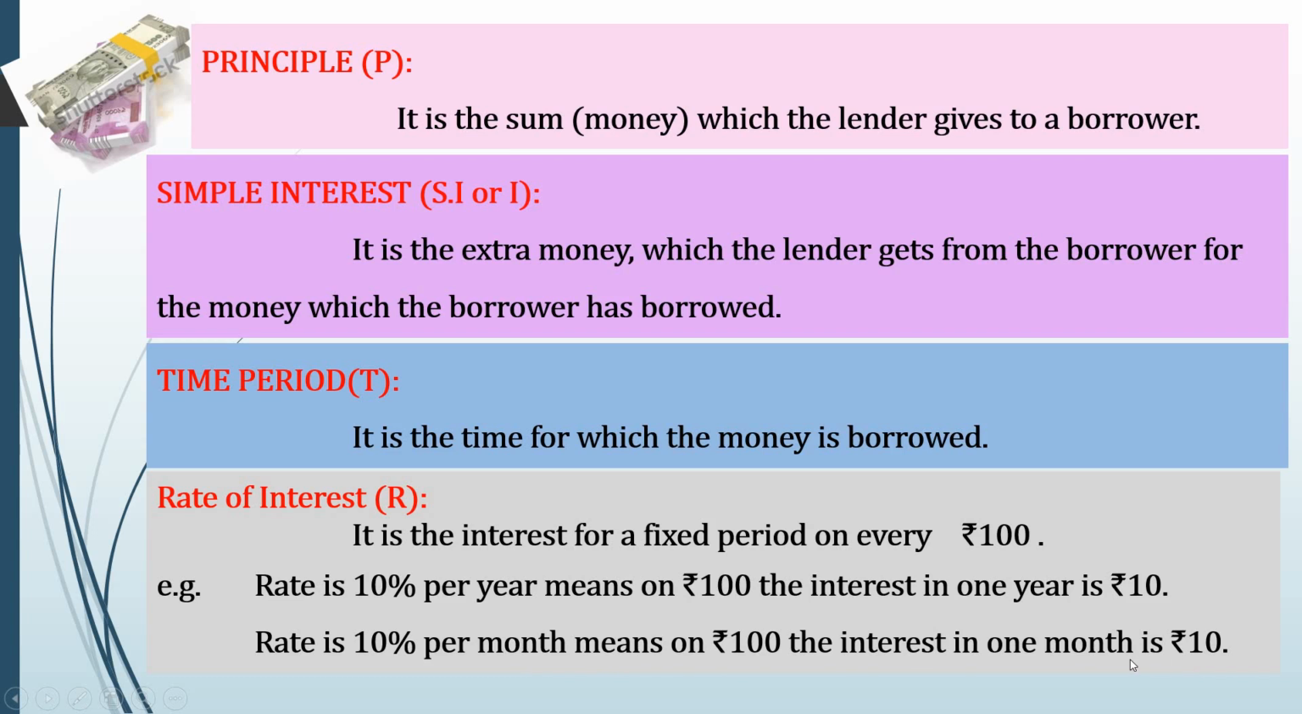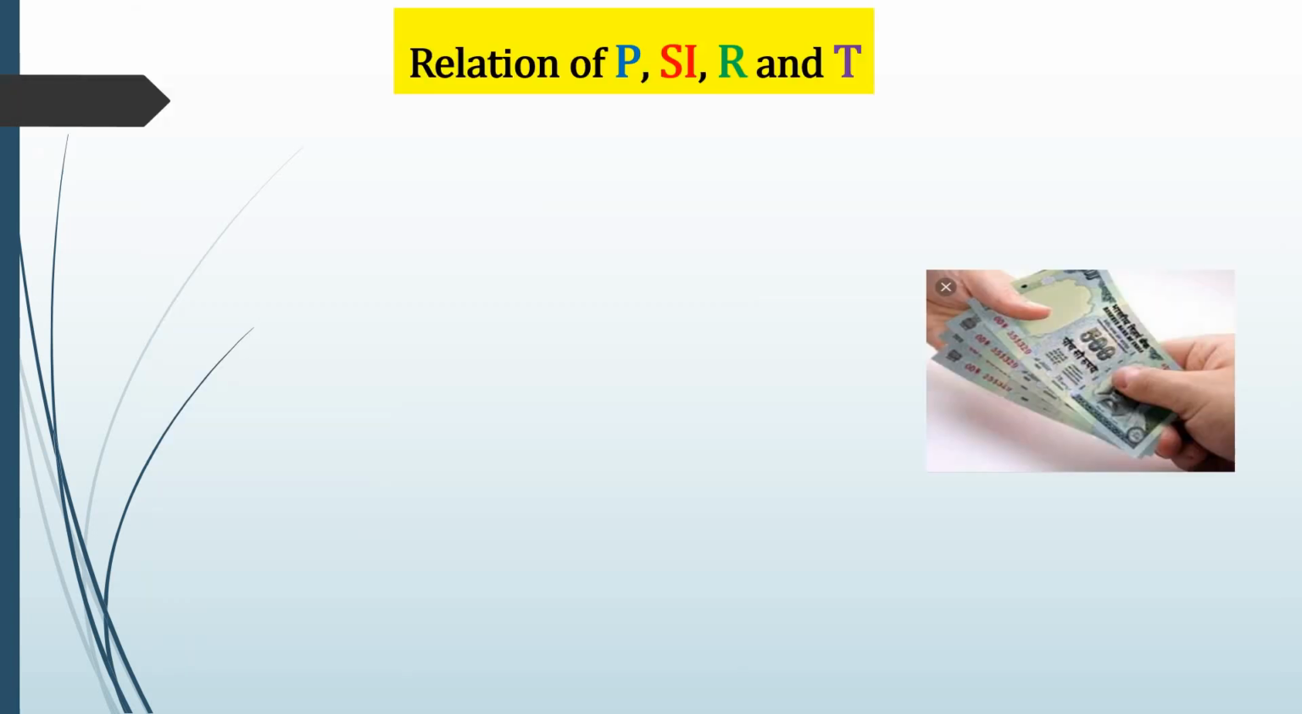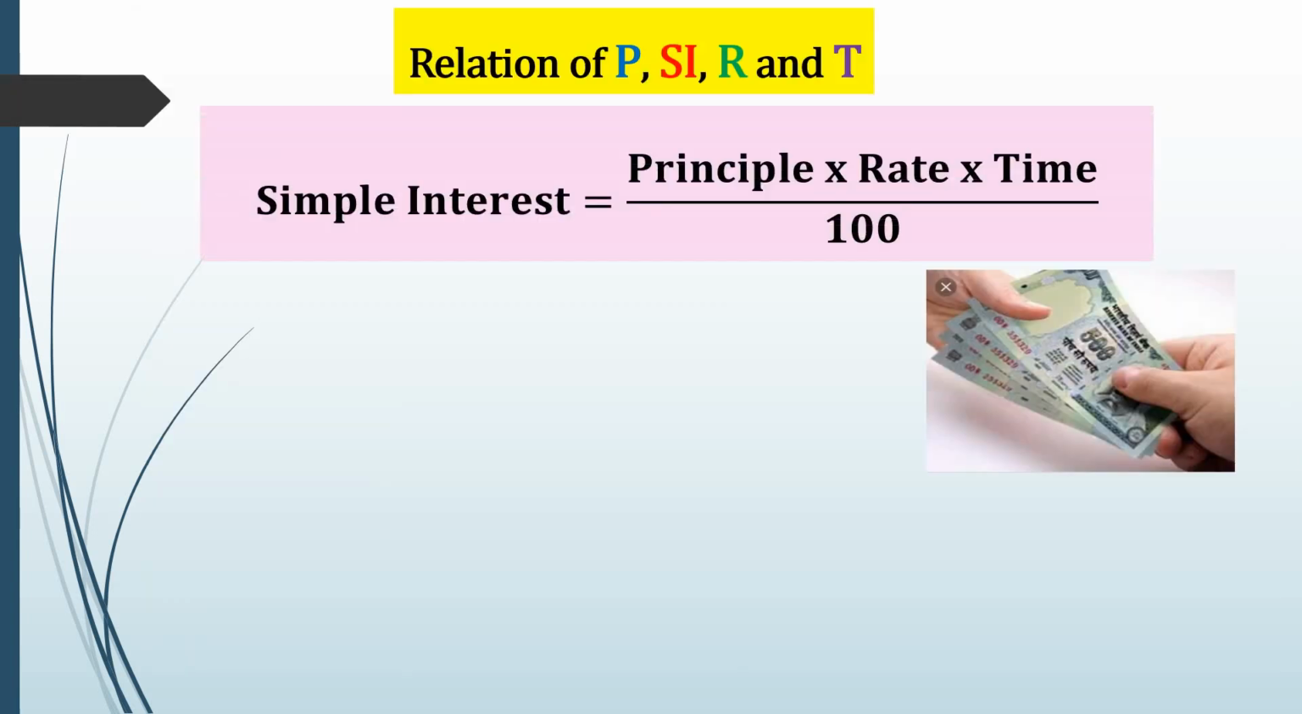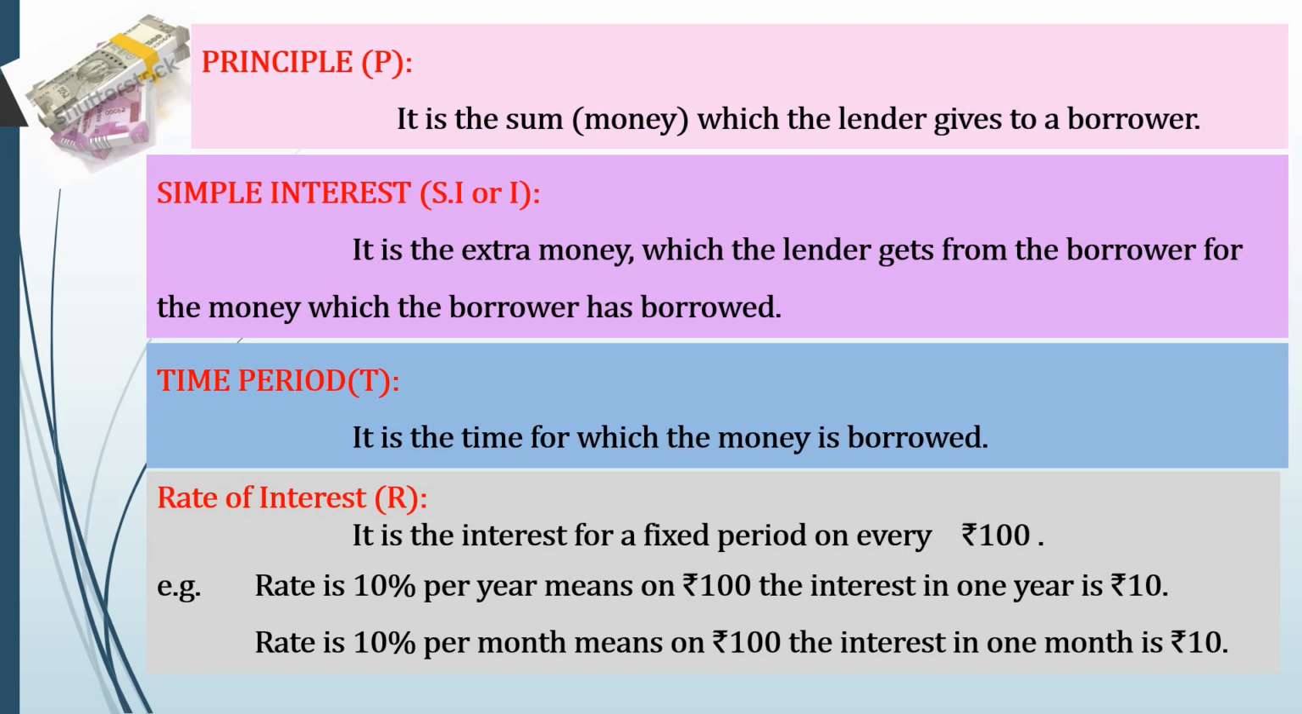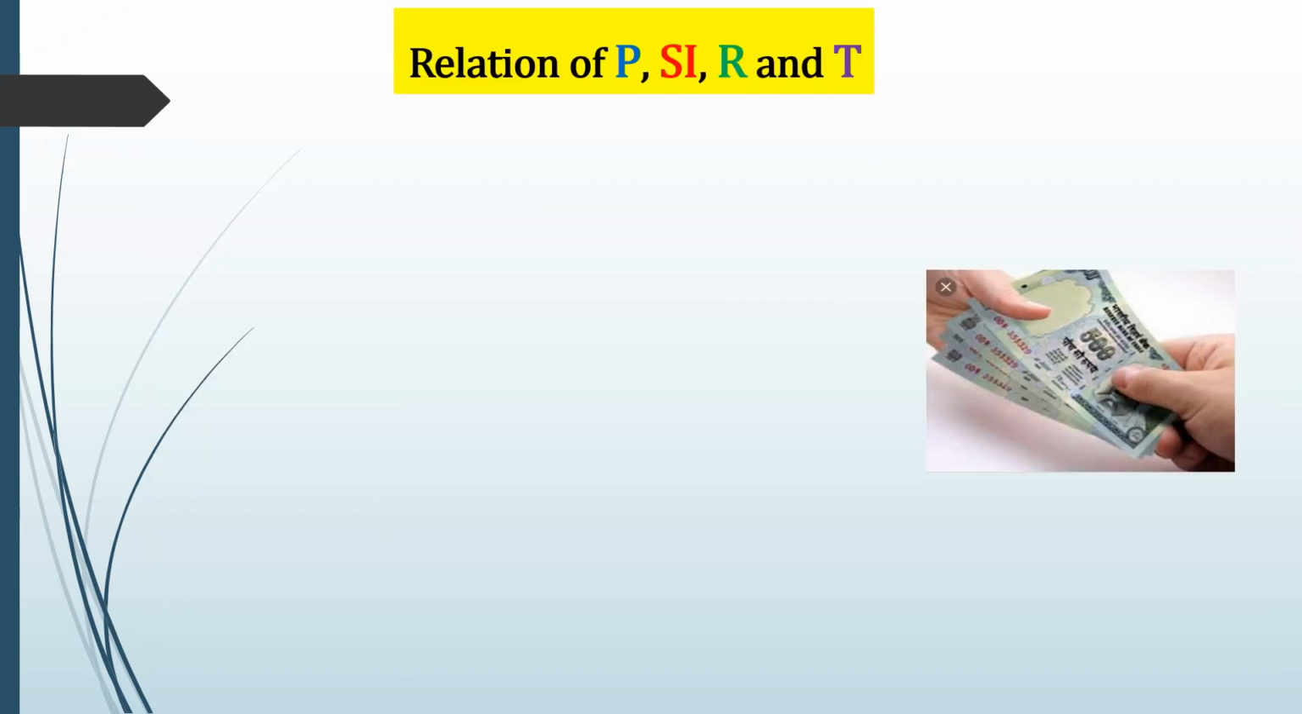Is that clear, boys? So rate of interest is actually the interest fixed on rupees 100 for a fixed period of time. Am I clear, dear students? And the last term which we have to know is amount, which I am going to tell you later. Okay, so let us first see what is the relation between principal, simple interest, rate and time.